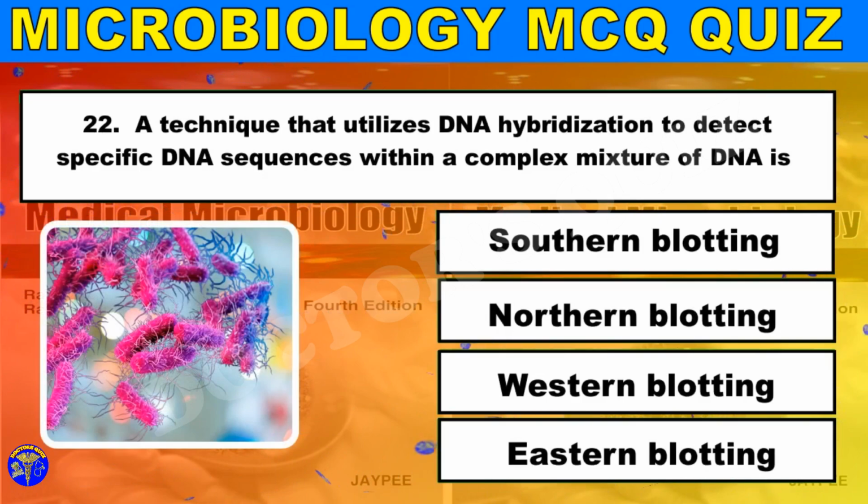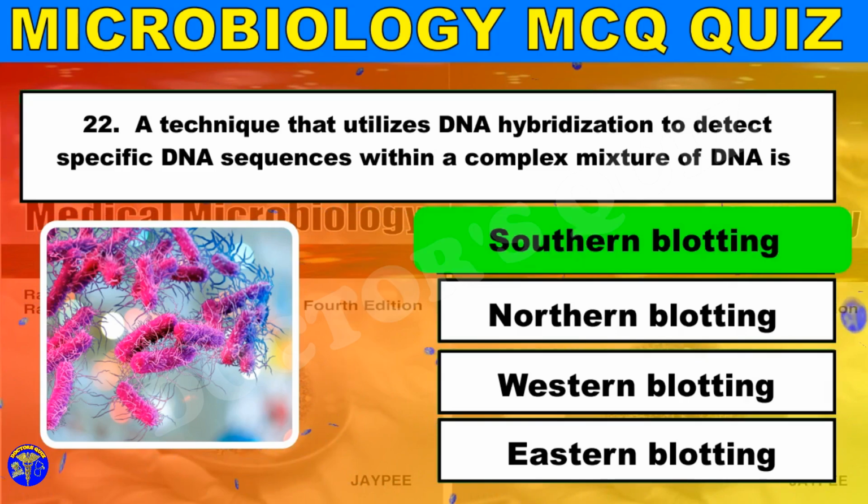A technique that utilizes DNA hybridization to detect specific DNA sequences within a complex mixture of DNA is. The options are Southern blotting, Northern blotting, Western blotting, and Eastern blotting. Here the right answer is Southern blotting.